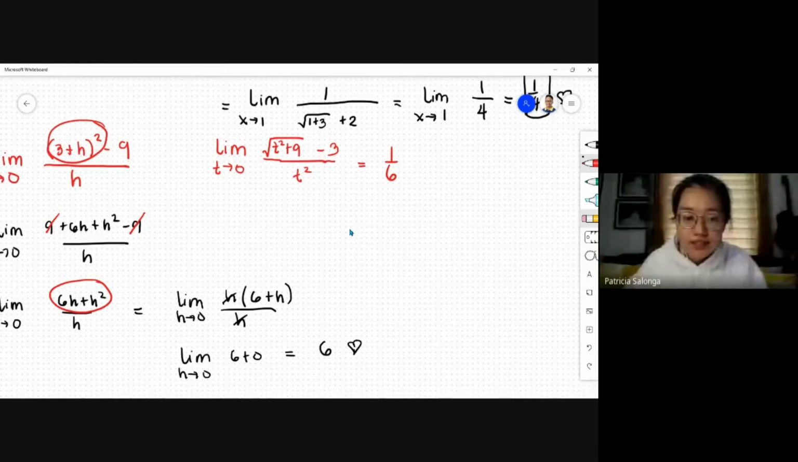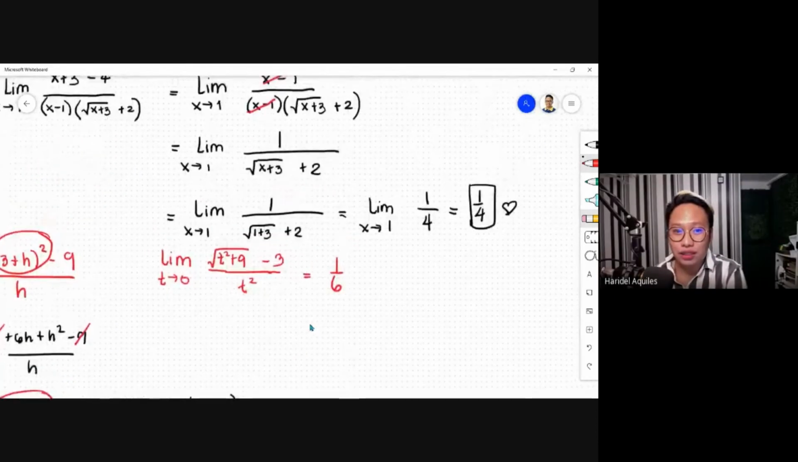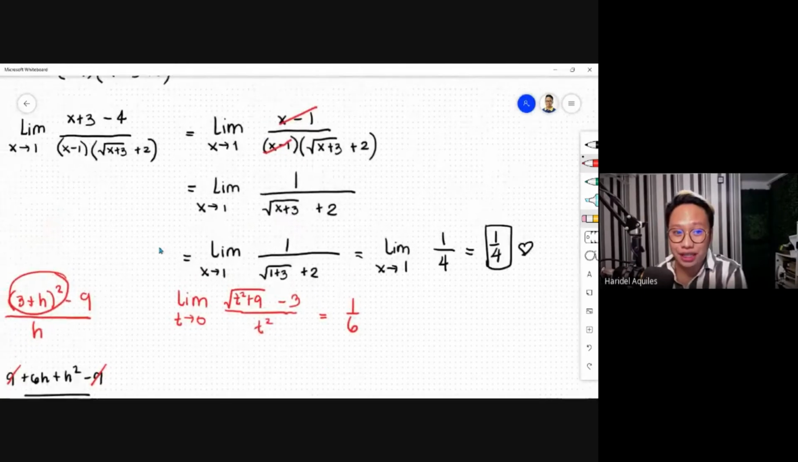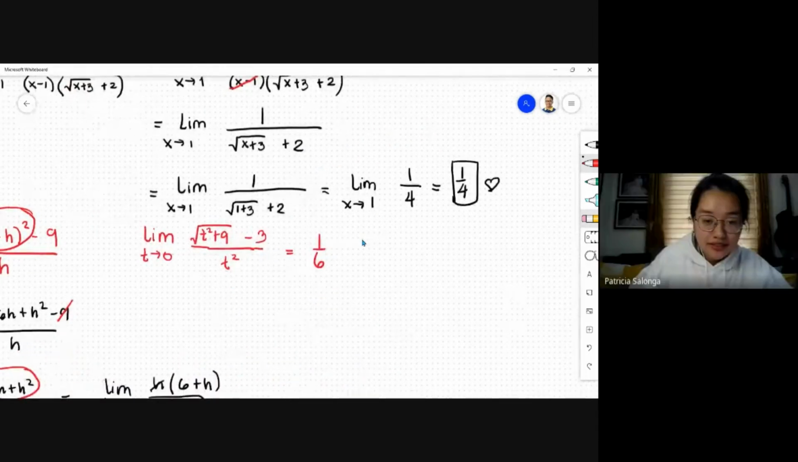1 over 6, sir. 1 over 6, right? So what we did here, we rationalize the numerator. You follow this same process here, right? Agree? Agree, sir. Yes, sir.